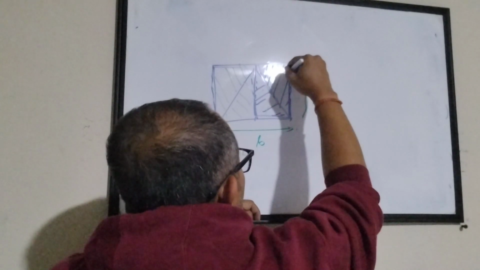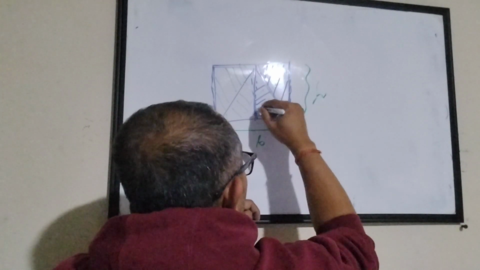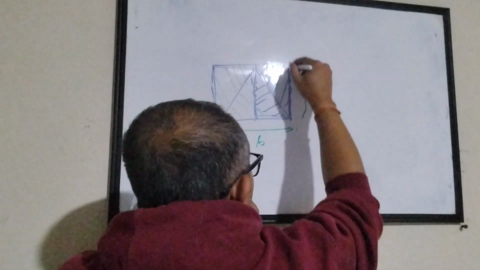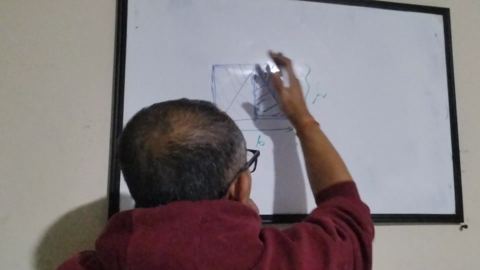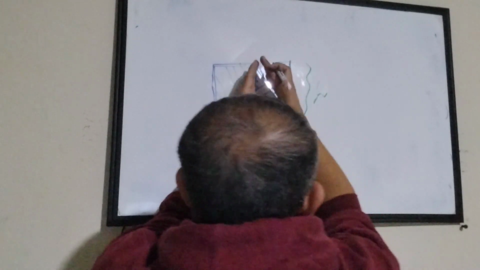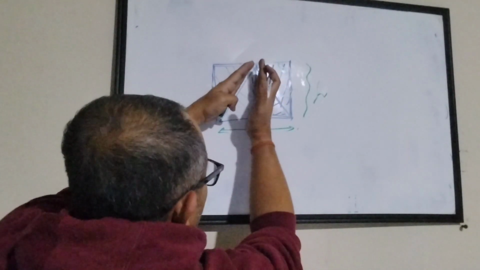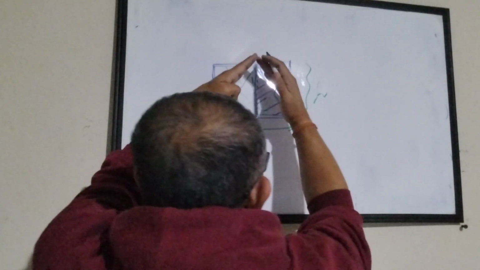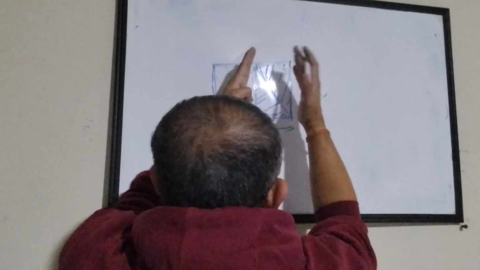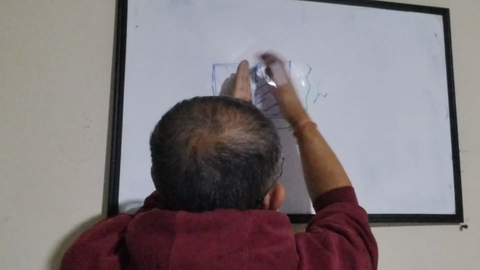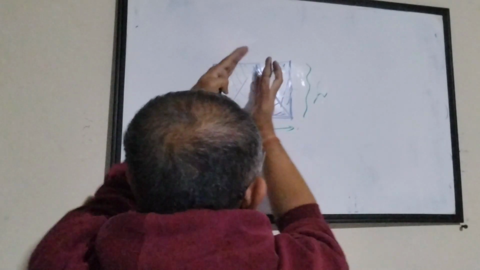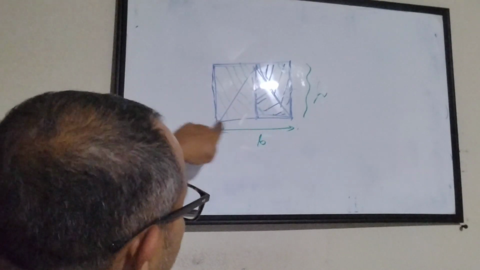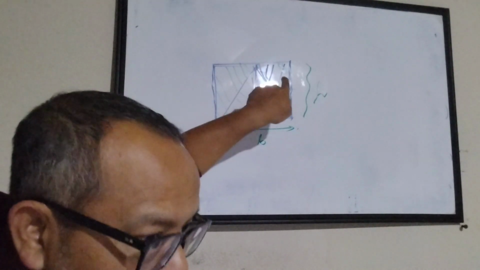So this will be same as this, both are 90 degree. Hypotenuse is same and height is same, right? So this part of the area is equal to this part of the area. Similarly, this part of the area will be equal to this part of the area. So basically, the area inside the triangle is same as the area outside the triangle, which is making the rectangle.